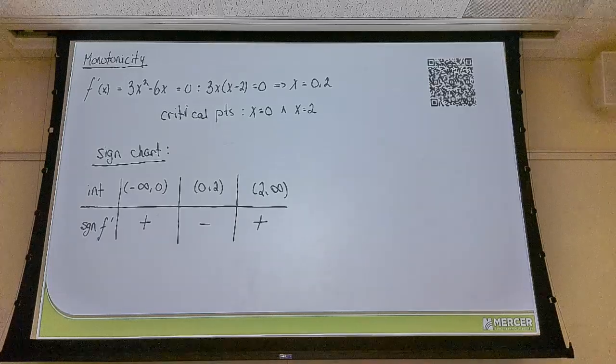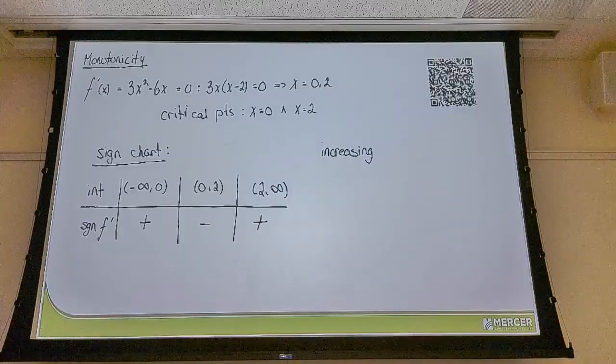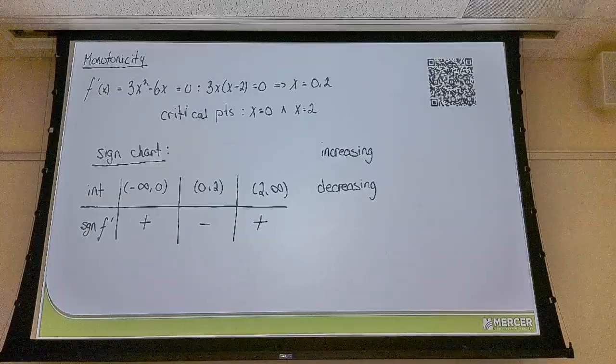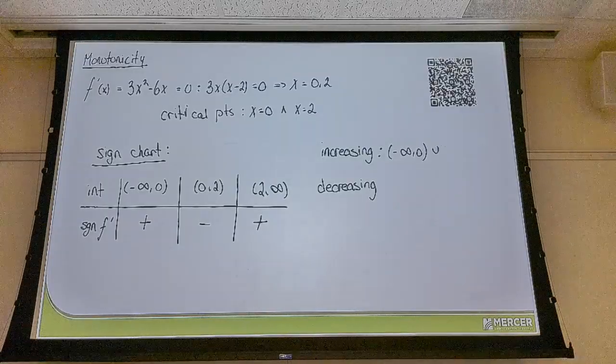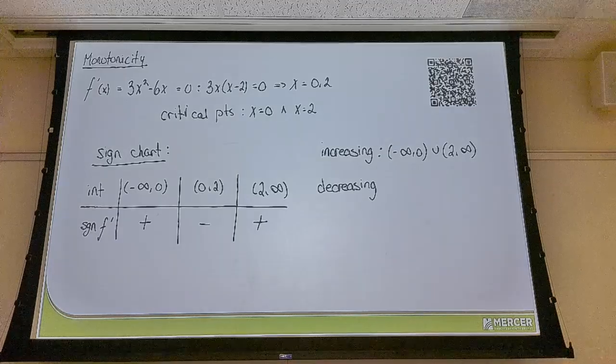Intervals where f prime is positive means what about f? So where are we increasing? From negative infinity to 0, then from 2 to infinity. Negative means f is doing what? Decreasing. So which interval are we decreasing? 0 to 2.